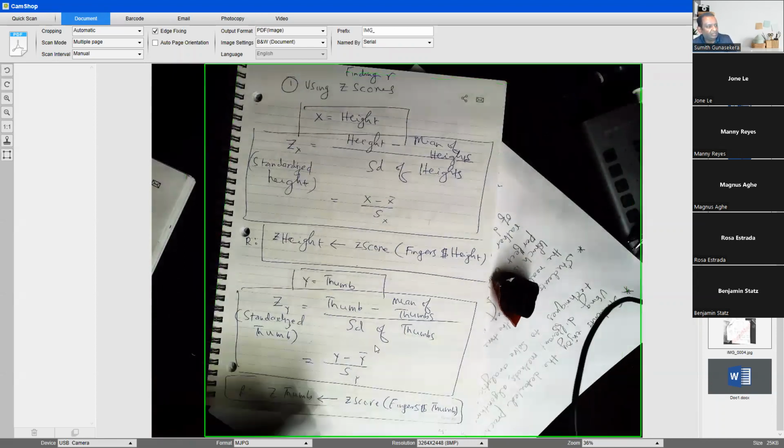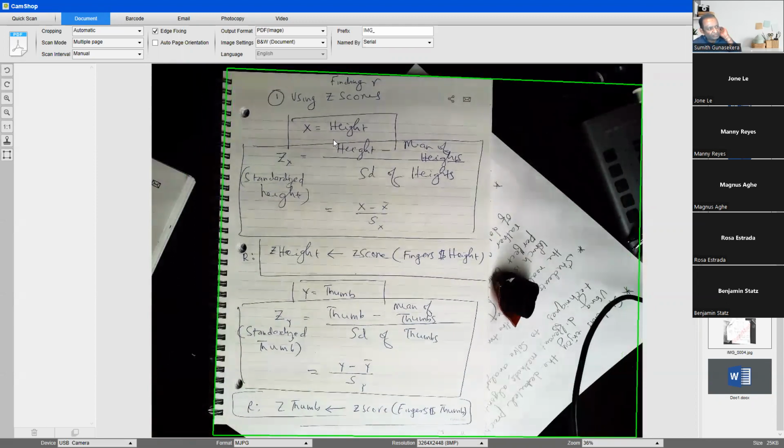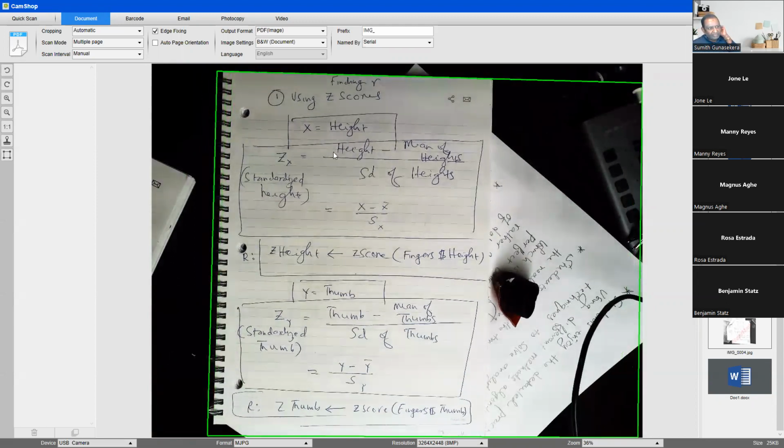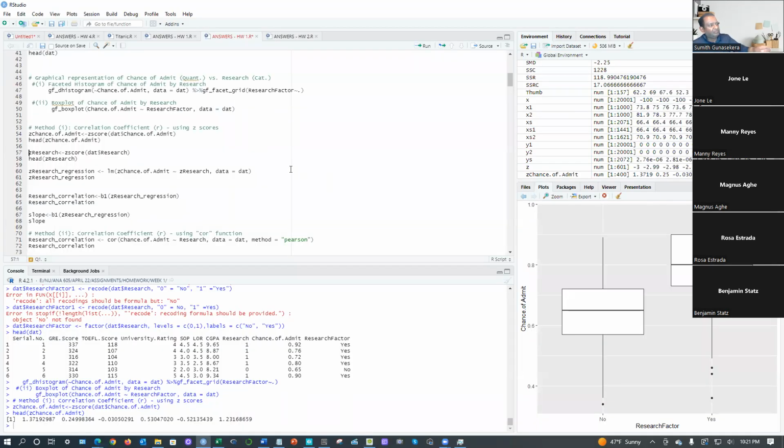If you have height, in this case instead of height you have the research: height minus mean of height divided by standard deviation of height. And how do you get this for thumb length? Thumb length minus mean thumb length divided by standard deviation of thumb length. We don't have to do it by hand, the Z-score will do that for us. The same way here, Z-score will do that for us.